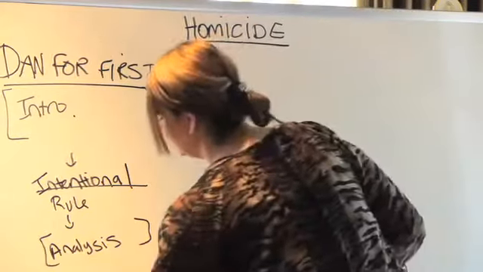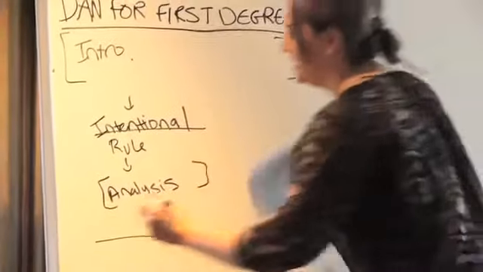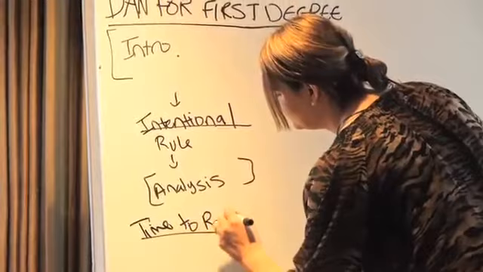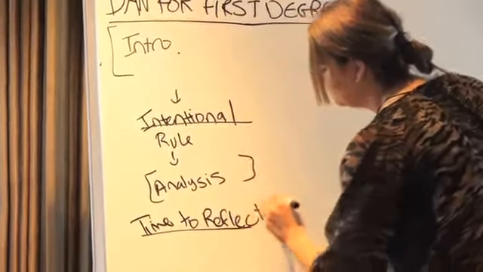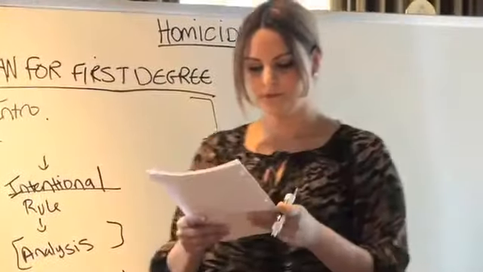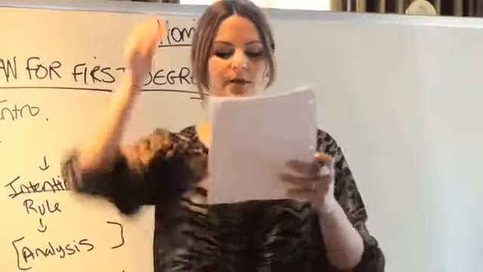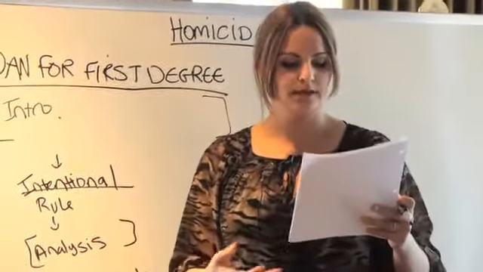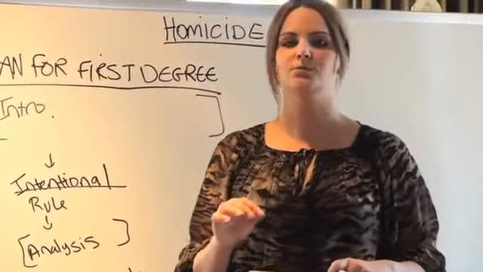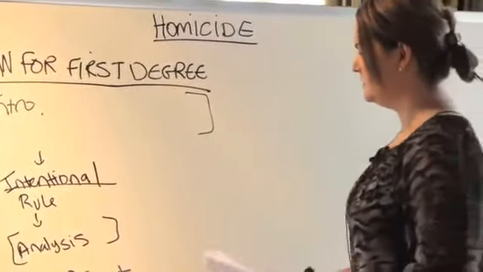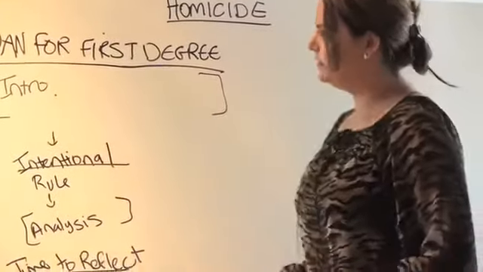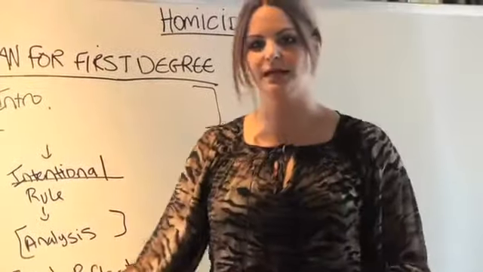The next element necessary for first-degree murder is time to reflect. First-degree murder requires time to reflect upon the killing. This is commonly known as premeditation. Premeditation requires merely a moment's reflection upon the killing. Again, you give your rule and your analysis and go into it. Understand the rule for time to reflect.